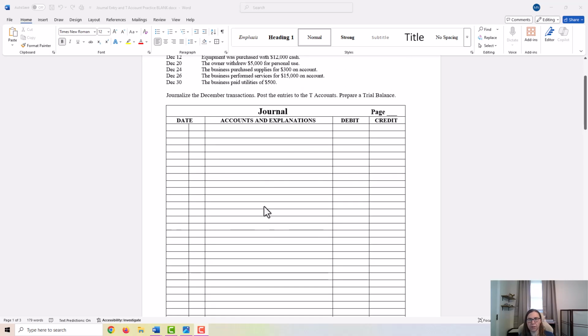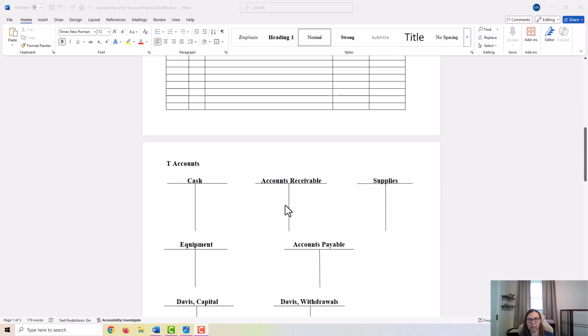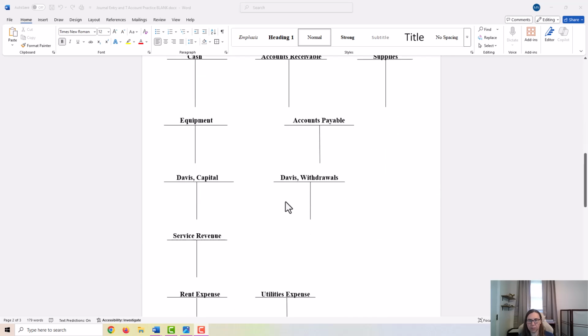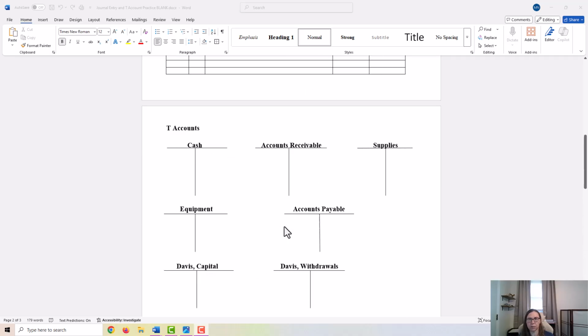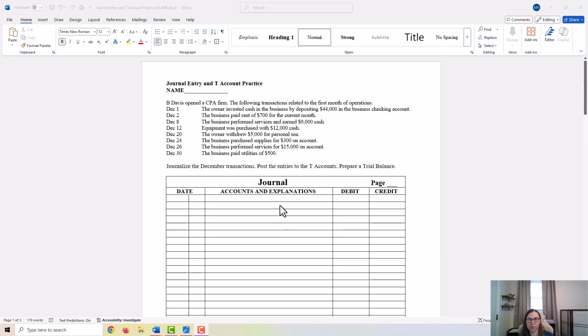So I have a page for the journal entries here. The T accounts are on the second page, and on the third page, I have a trial balance to fill out. And you can find this blank worksheet on my website, along with the answer key.